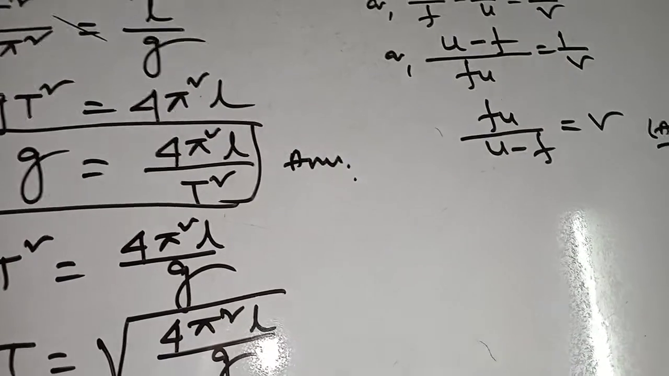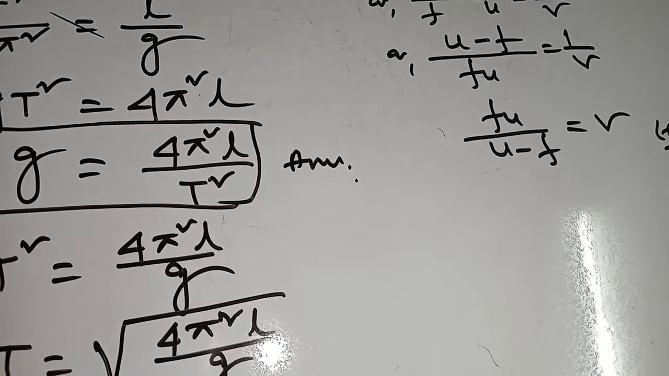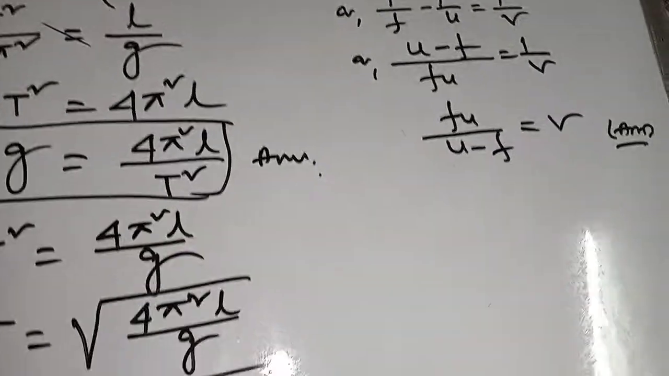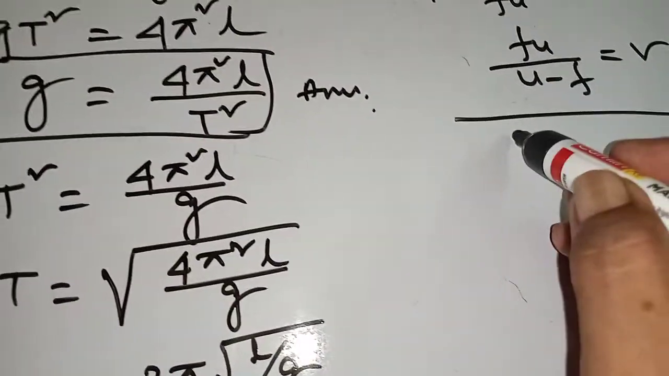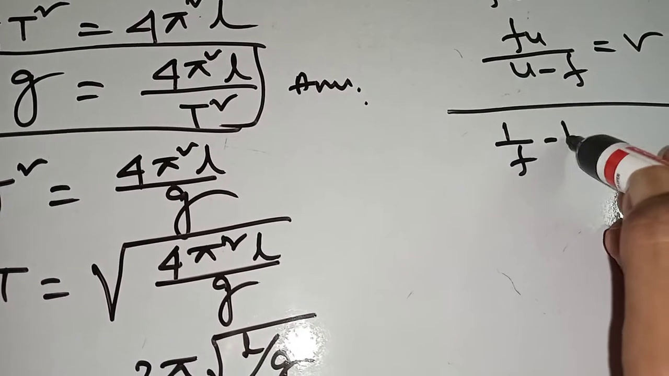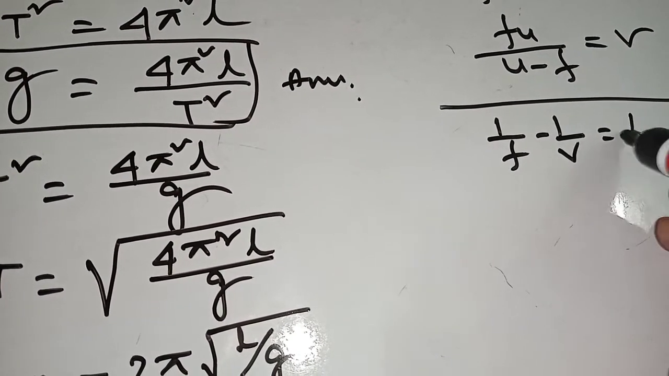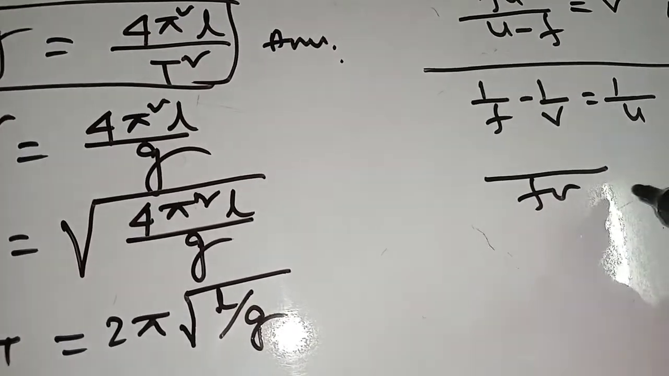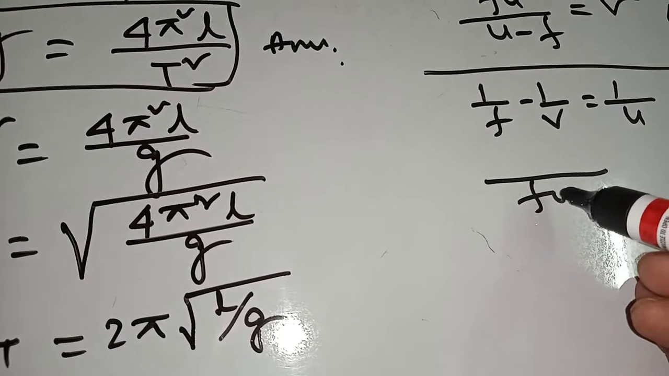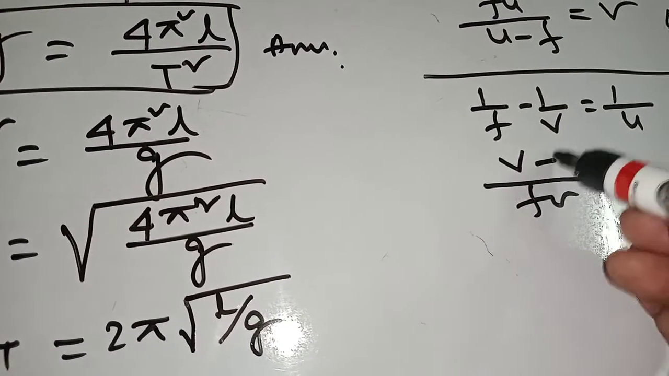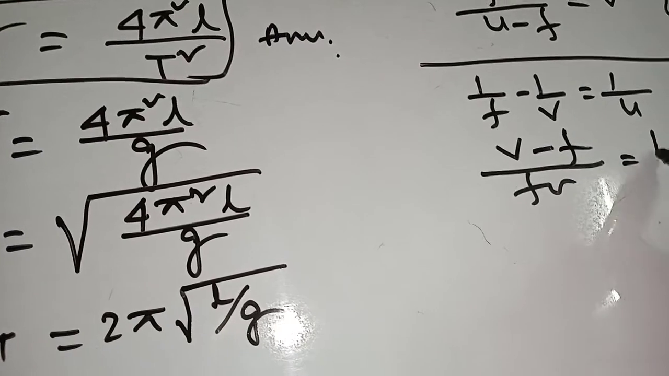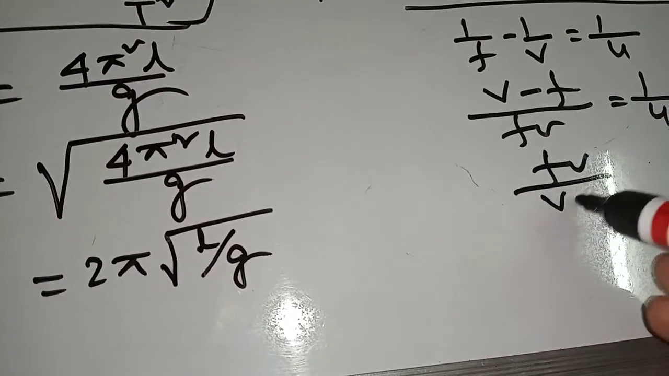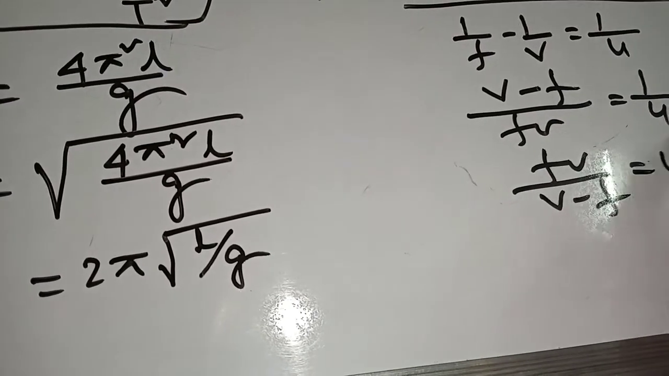Same way, if we find U as the subject, then remove 1 by V, like this way. Same case, 1 by F minus 1 by V equal to 1 by U. Now LCM, FV is the LCM. It will be V minus F by FV equal to 1 by U. Now FV by V minus F equal to U. This is one answer.